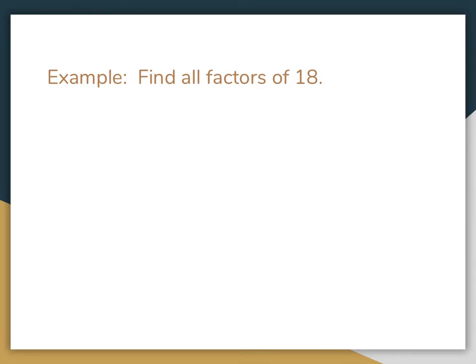Here's an example. If we were trying to find all the factors of 18, I suggest starting with a T-chart. Underneath the number 18, I made a large T. The first pair of factors for any number will always be the number 1 and the number itself. 1 and 18 in this case, because 1 times 18 equals our target number, 18.